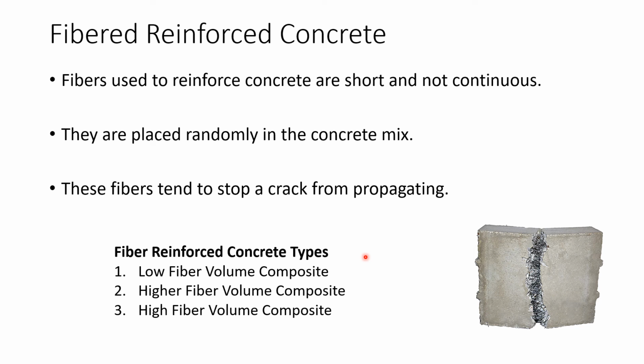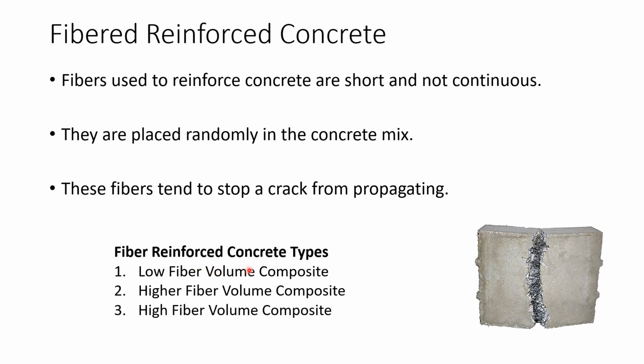The fibers used to reinforce concrete are short and not continuous, meaning they're in pieces, and they're placed randomly in the concrete mix. Just mix them up. In Japan, we use fibers a lot, especially in making airports, and we also use a lot of recycled material in the concrete to strengthen it. It's one of the Japanese methods that we're getting. So these fibers tend to stop a crack from propagating.